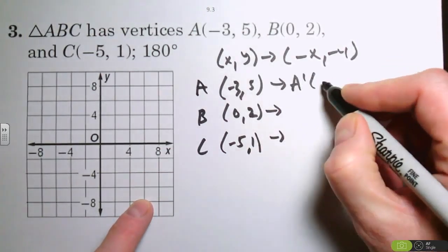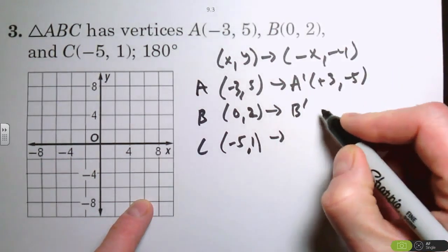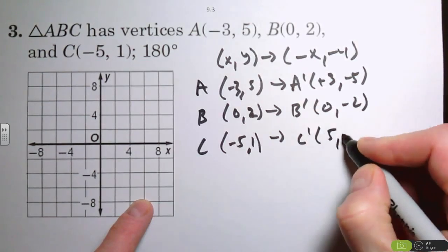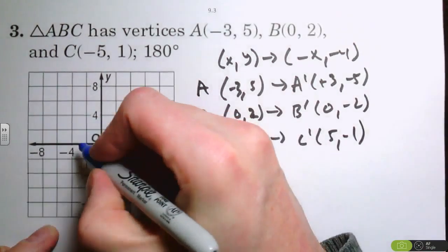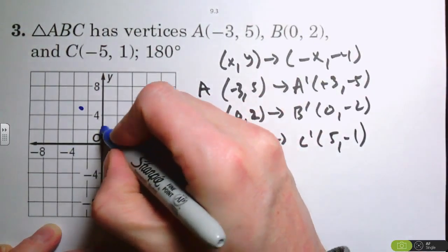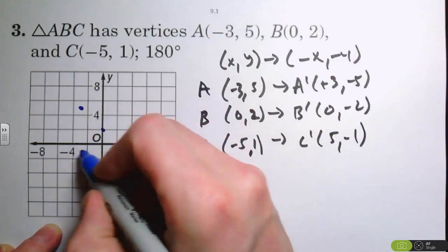So A prime is at positive 3, negative 5 now. B prime is at 0, negative 2. C prime is at 5, negative 1. Okay. So we'll just plot those up. So A, B, C: negative 3, 5. B is at 0, 2. C is at negative 5, 1.